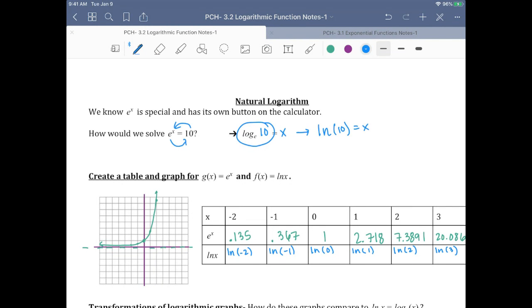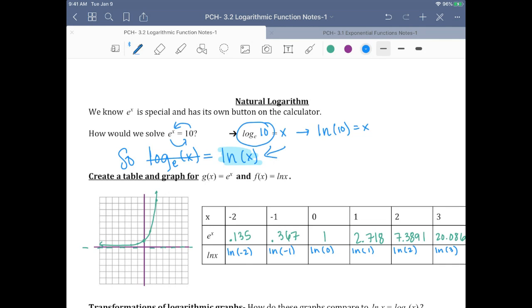So log base e of x is equal to the ln of x. So built into ln is basically the base e. So we don't ever write log base e like this. We write it as the ln of x.